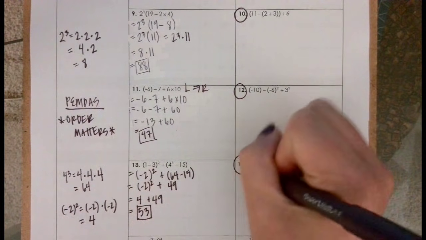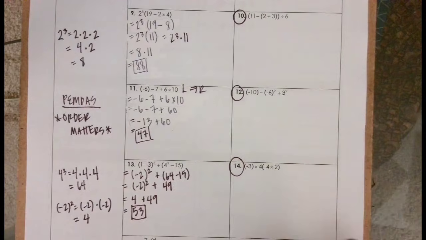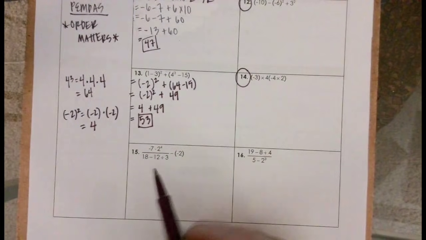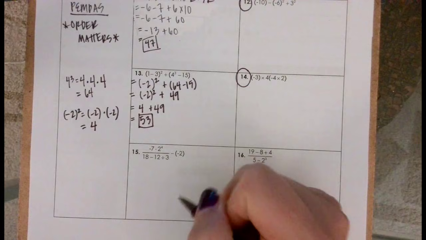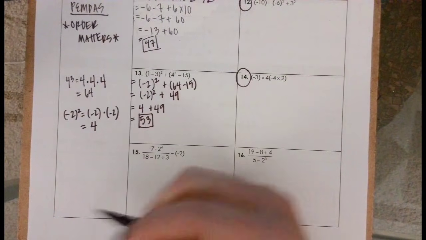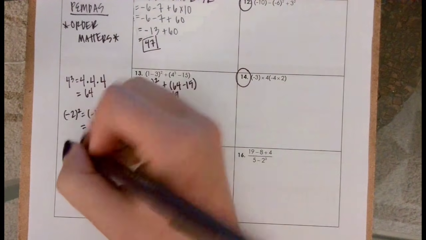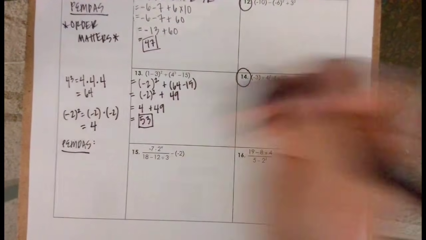I want you to circle number 14. And come down to number 15. Now, this one's crazy looking. It's a fraction. It's ugly, and that's okay. What we're going to do is use PEMDAS in the numerator, and then PEMDAS again in the denominator. You might need a little more space than we have right here. And that's okay. These problems take a little more time.